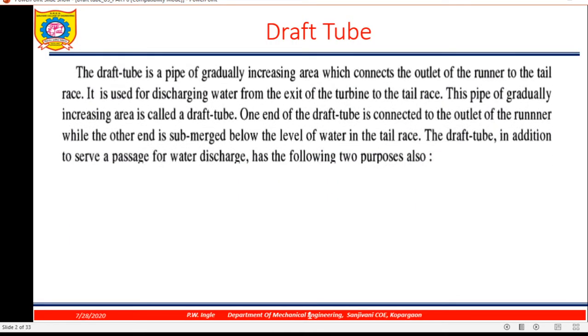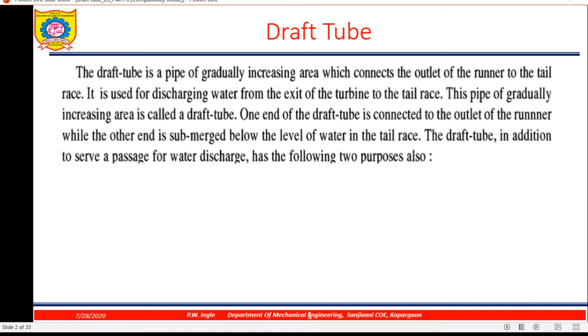So today we'll discuss the draft tube. The draft tube is generally required for reaction turbines, that is Kaplan, propeller and Francis turbines. It is not required for the Pelton turbine because there is no question of increase of velocity head or reduction of pressure at the end of the turbine.